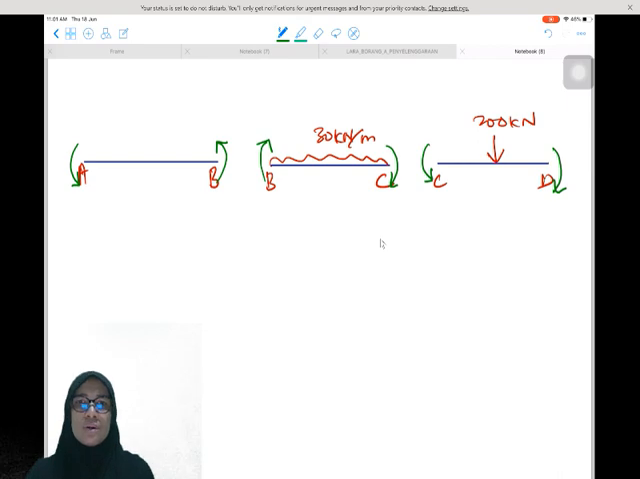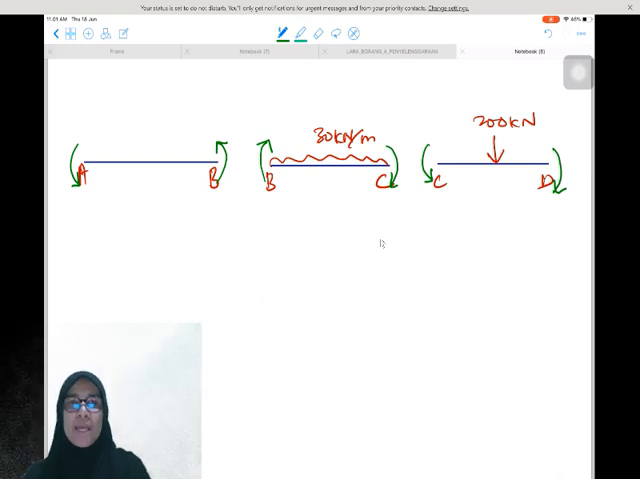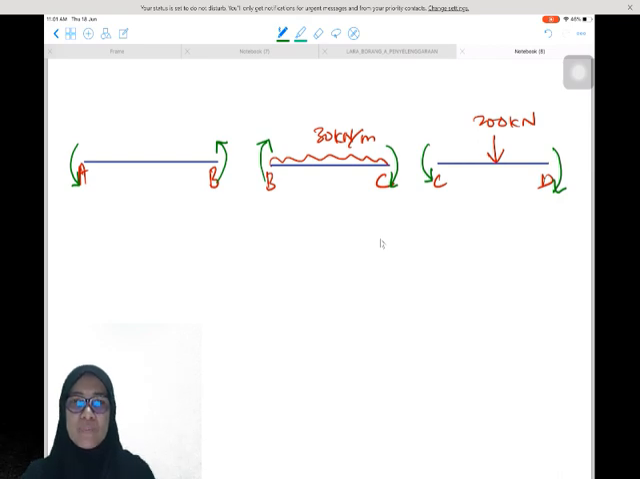By looking at the moment values that we get from the table, MAB and MBA are negative negative, so we draw the negative direction at A and at B. MBC and MCB are positive positive, so we draw the positive direction. And MCD is negative, MDC is positive, so we draw one negative direction and one positive direction.